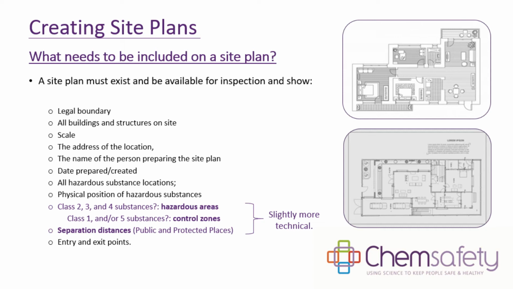There are also a few more technical parts highlighted down here in purple. For example, class 2, 3, and 4 substances, you'll have hazardous areas. For classes 1 and or 5 substances, there'll be control zones. There's also something called separation distances to public and protected places. And then finally, entry and exit points to the site.